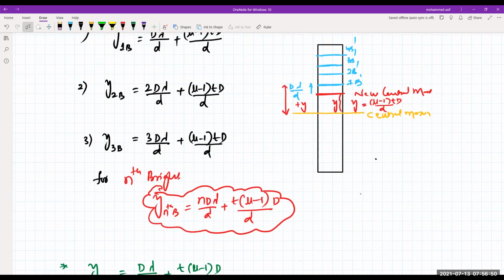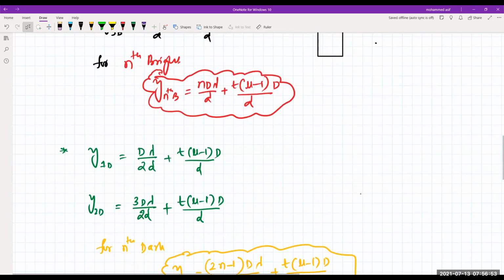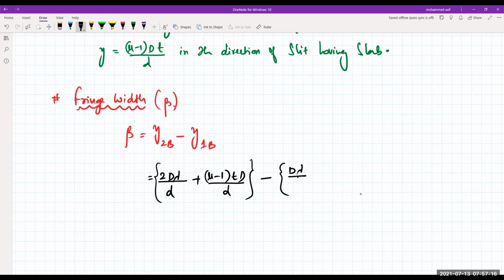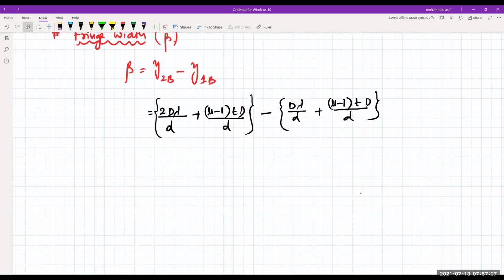Where is the second bright? I have got the formula here: 2D lambda divided by small d. So if I write that value here, this will be equal to 2D lambda divided by small d plus (mu minus 1) into thickness T into capital D divided by small d, this total term, minus the first bright. For the first bright you just remove the 2 there. So this will become D lambda divided by small d plus (mu minus 1) into thickness T into capital D divided by small d. If I remove the bracket, this becomes negative, and this negative and this positive will get cancelled.